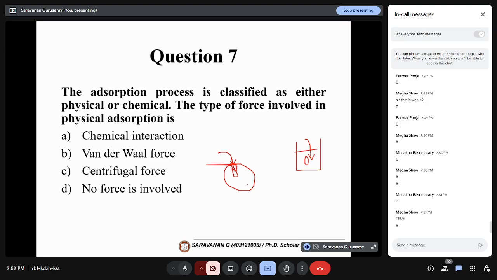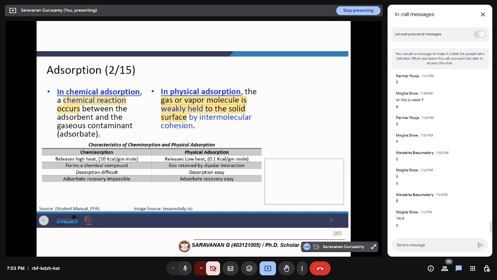So this principle, adsorption, is again classified into two. One is physical and one is chemical adsorption. In physical adsorption, the force will be weak van der Waals force, and in chemical adsorption, it will be irreversible chemical reactions. Okay, so here they are asking what type of force is involved in the physical adsorption. Weak van der Waals force.